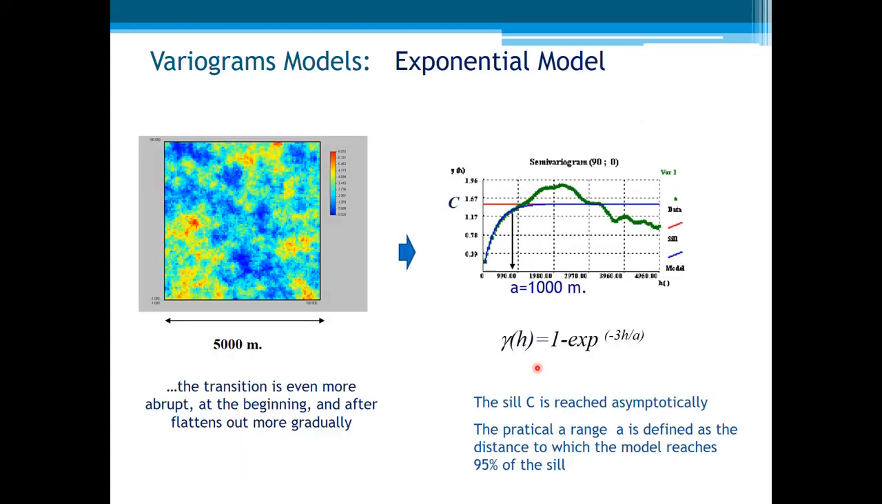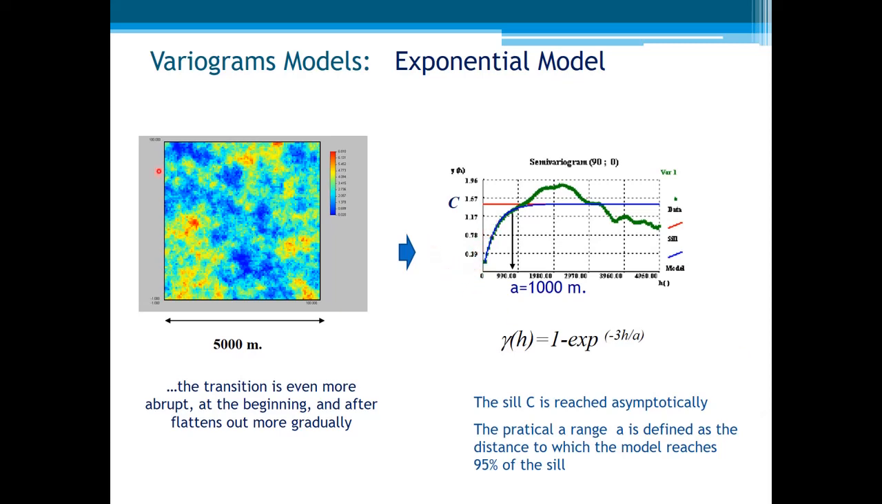This is the second model, the exponential model, which fits this kind of pattern here. A typical phenomenon characterized by a transition which is even more abrupt than the previous one at the beginning, very fast at the beginning, and after that it flattens out more gradually, as you can see. And this is the model with a kind of inflection point.